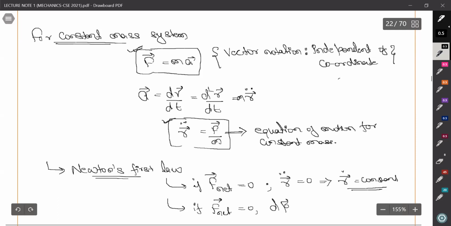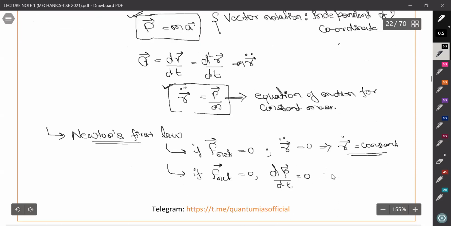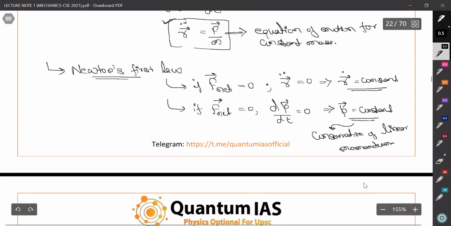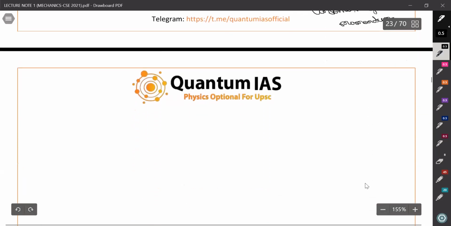Also, if F net is 0, we can write it this way: dp by dt is 0. And this means p is constant. And this is what we call conservation of linear momentum. We will talk about this later, but from here we can deduce these two results, Newton's first law and the conservation of momentum.